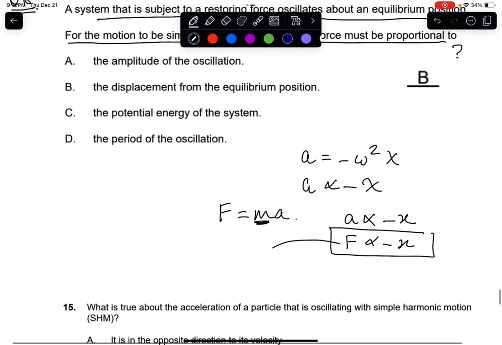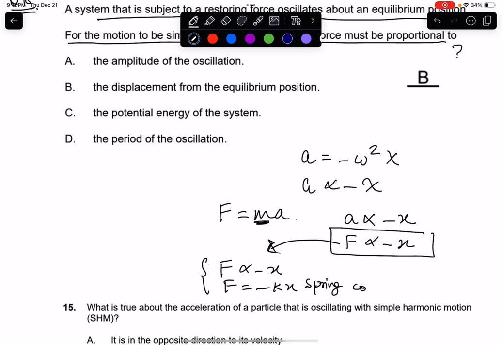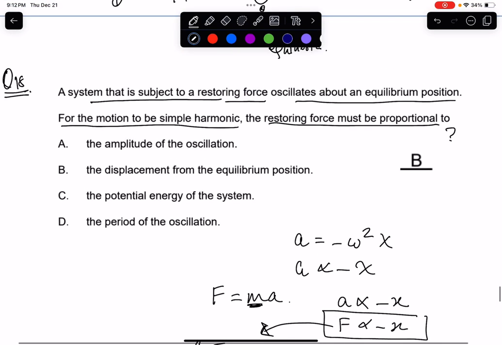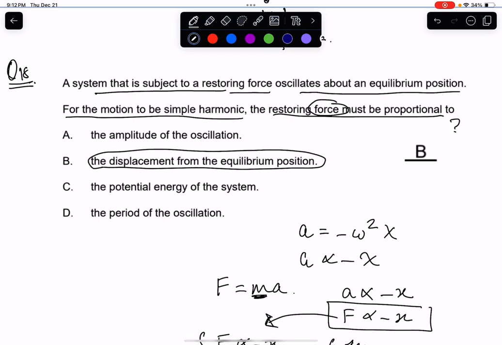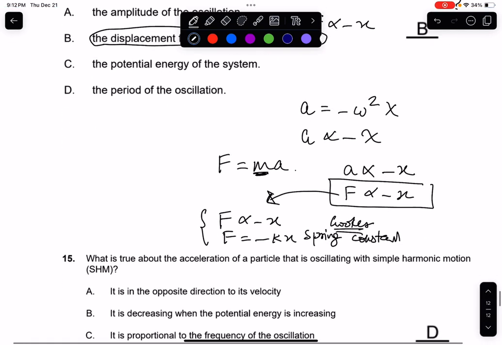And this actually just relates to the spring constant law, because we know that when force is proportional to negative x, F is equal to negative kx, right? This is the spring constant, okay? Or Hooke's law. So force is proportional to the negative x direction. And so in this case, the force is going to be proportional to the displacement from the equilibrium position. So F is proportional to negative x. Okay, that's how Hooke's law works.